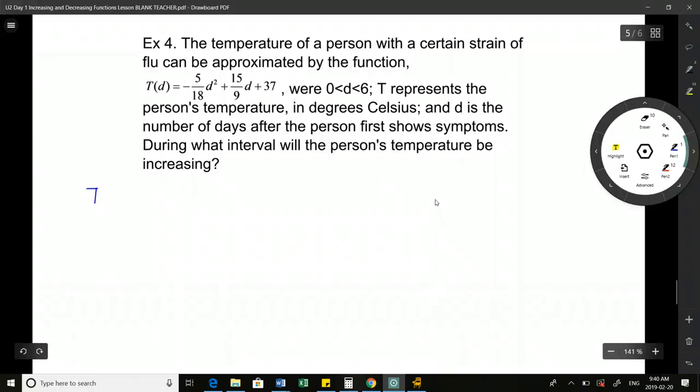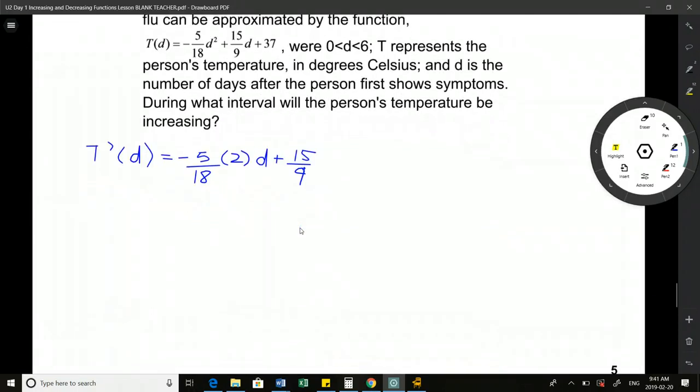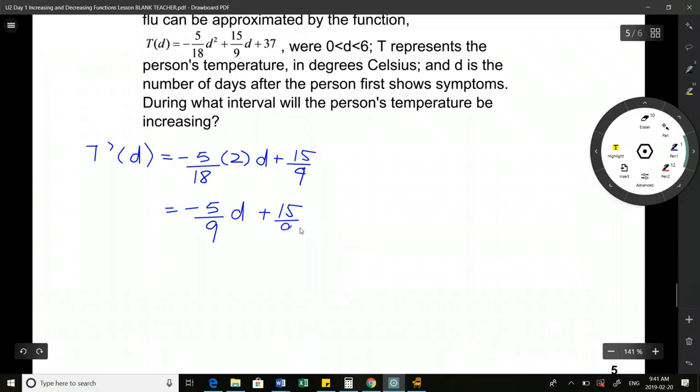So we're going to just use derivatives to help us with this. I'm just going to start by taking the derivative. It will be important for me to identify the critical numbers here so that I know where I'm potentially changing from increasing to decreasing. So I'll have 5 over 18 times 2d plus 15 over 9. And then I can actually just reduce here. So I'm going to get negative 5 over 9 d plus 15 over 9. And I'm setting that equal to 0 so that I can solve for my critical number.